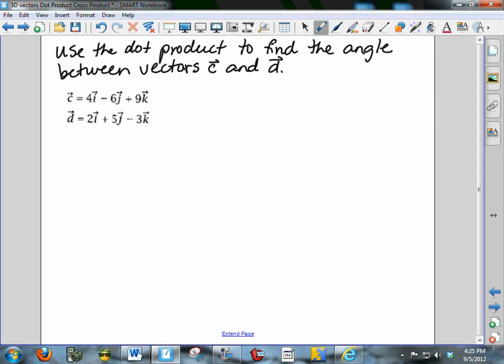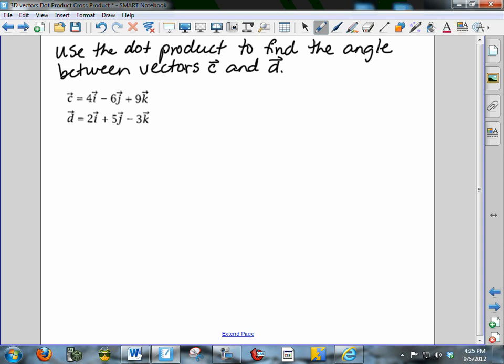If I had two-dimensional vectors, it's very easy to draw a sketch, make a triangle, and figure out the angle between them. We've been doing that on homework. But with three-dimensional vectors, as you can see, the sketches are a lot more complicated, and it's a lot harder to determine the angle between them just by drawing triangles. It can be done, but it's a multi-step process.